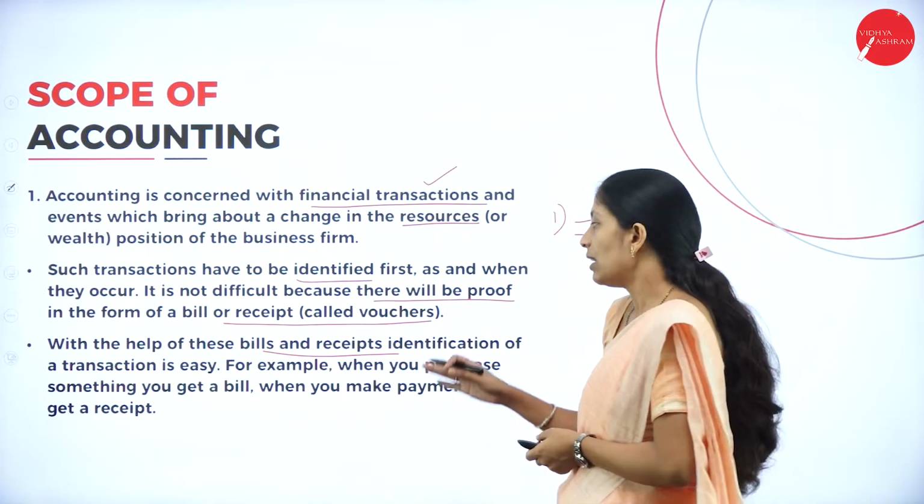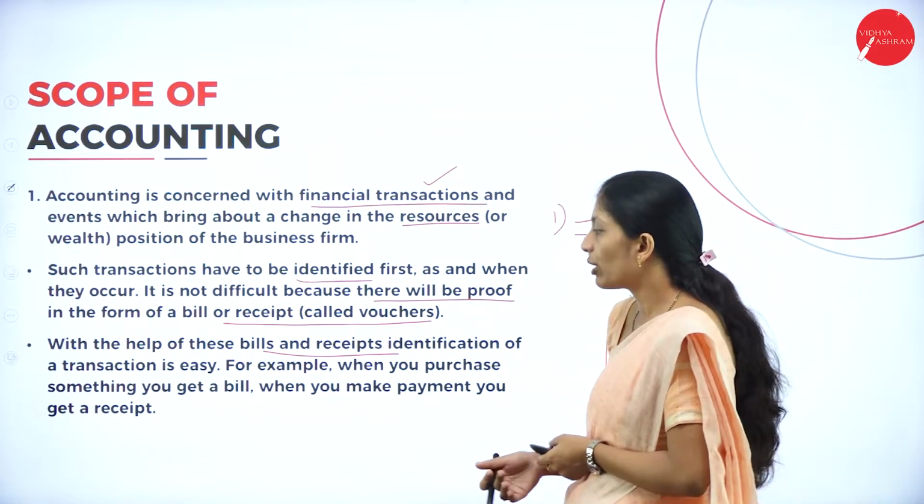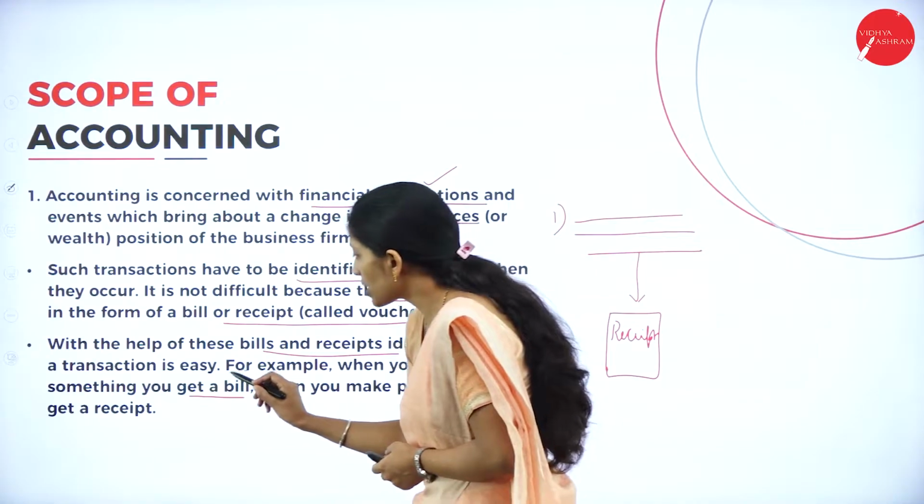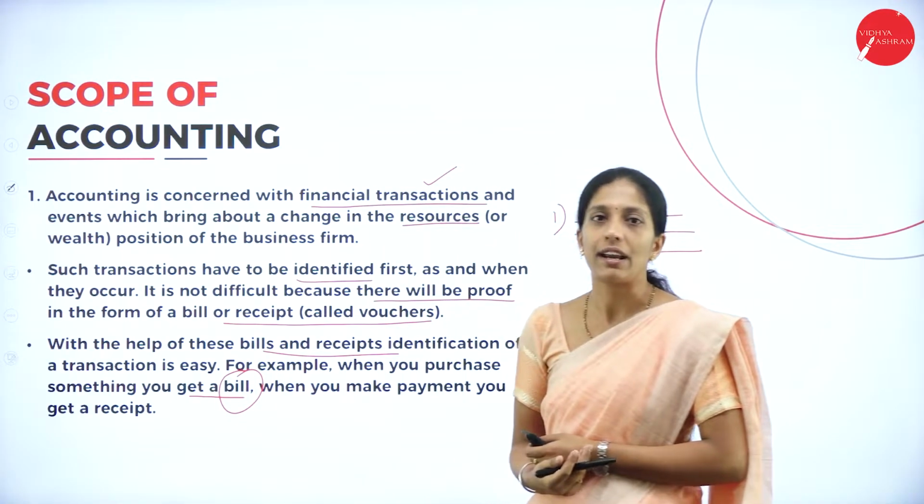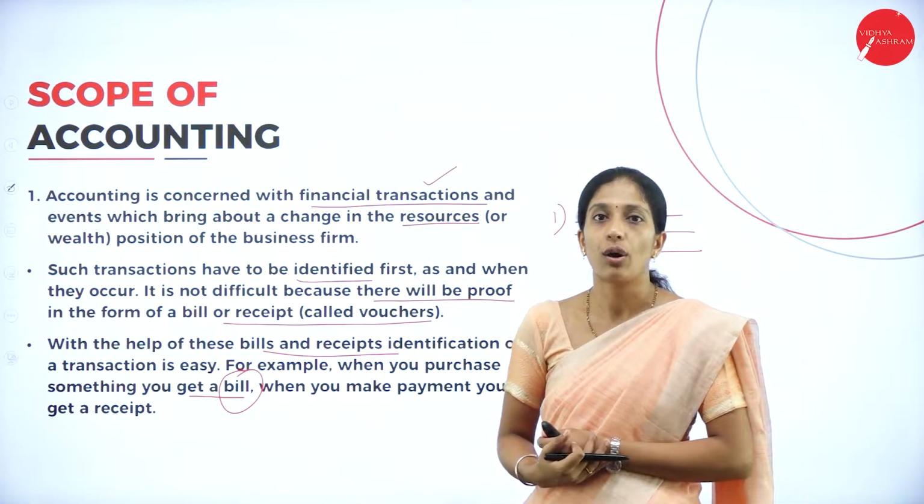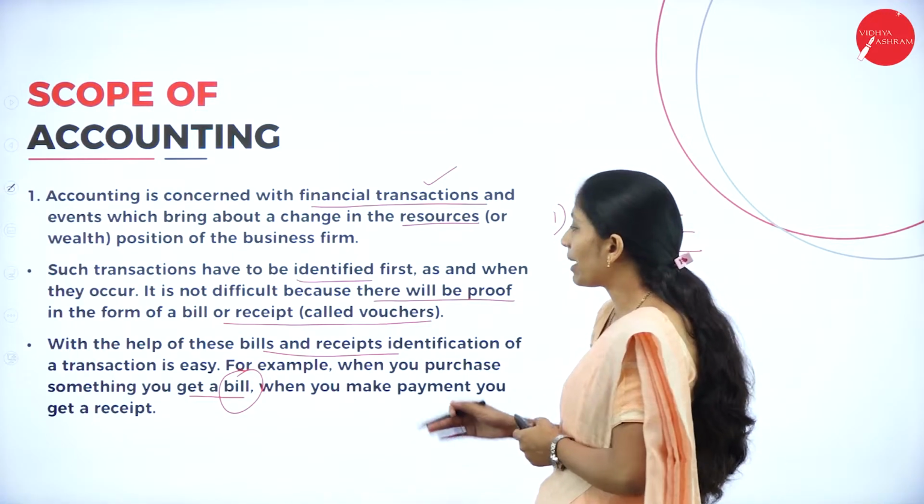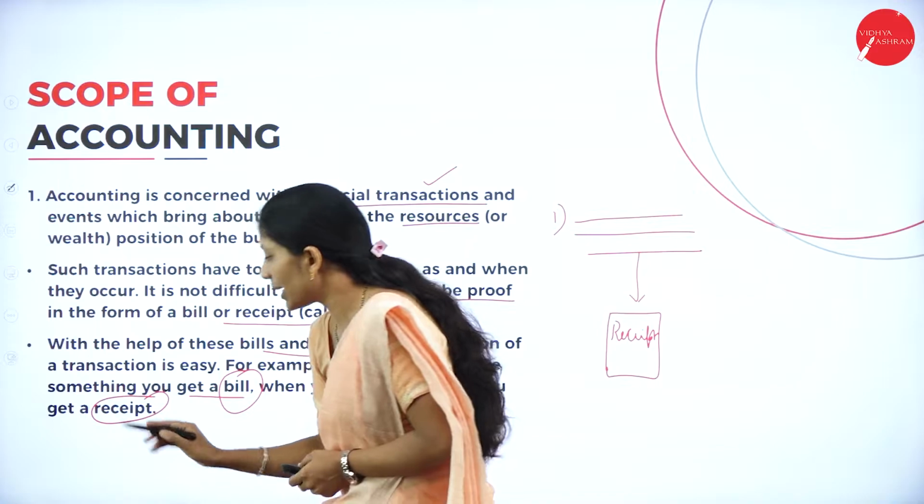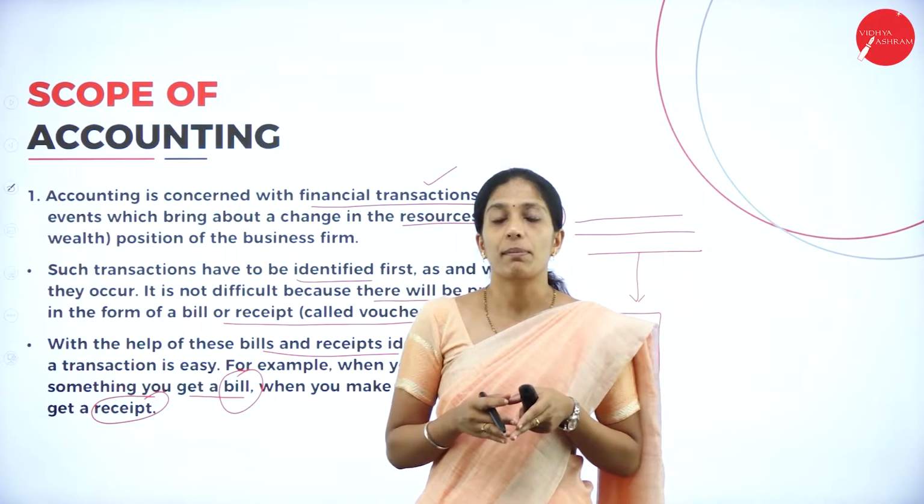For example, when you purchase something, you will get a bill. Correct? So, when you purchase something, you will get a bill. So, this bill acts as a documentary evidence, or it is called as what? Voucher. When you make payment, you get a receipt. So, here receipt is a documentary evidence. Now, what you have to remember here?